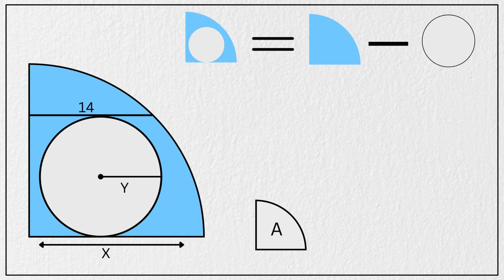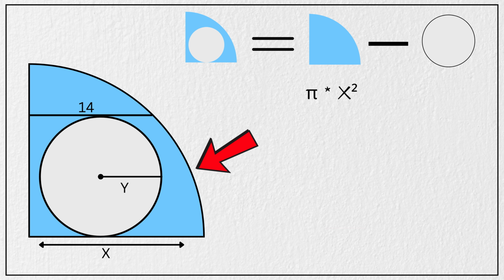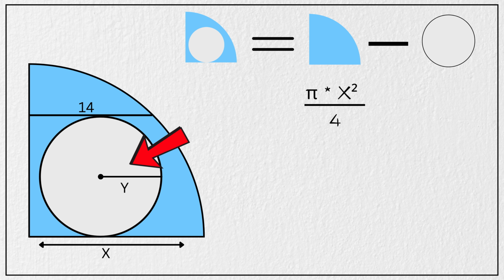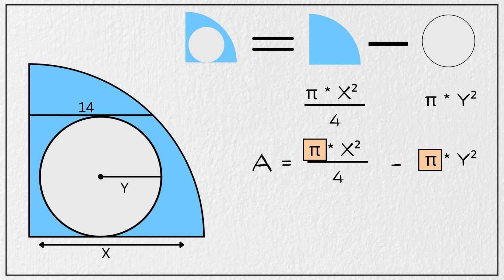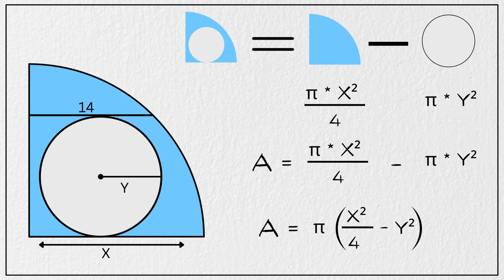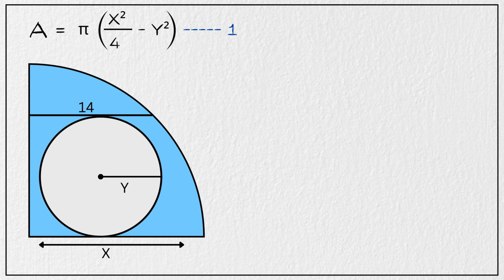The area of the quarter circle is calculated using the formula pi times the square of the radius divided by 4. So area of this quarter circle becomes pi times x squared divided by 4. The area of this full circle is simply pi times y squared. So the area of the blue shaded region is equal to pi times x squared divided by 4 minus pi times y squared. Now let's factor out pi from both terms, and that gives us pi times the quantity x squared divided by 4 minus y squared. Let's mark this as equation 1 and put this in the corner.